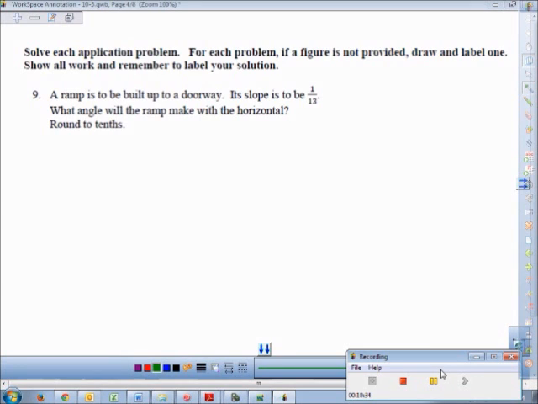A ramp is to be built up to a doorway. Its slope is to be 1/13. And people don't know what that 1/13 is all about. I hope mathematically you understand what that word means. Have you seen that in a math class before? And if you were to have a slope of 1/13 on a graph, how would you graph it? You would do what? Rise over run, right?